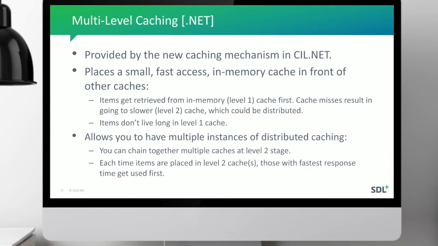So if you have a lot of requests coming in quickly in a short space of time, then that will have warmed the level 1 cache up, added it in there, and then you'll just have an in-memory cache. So it's a way of buffering, really, the caches.